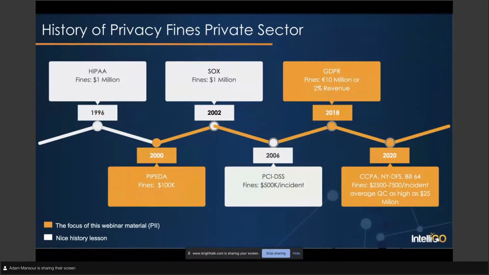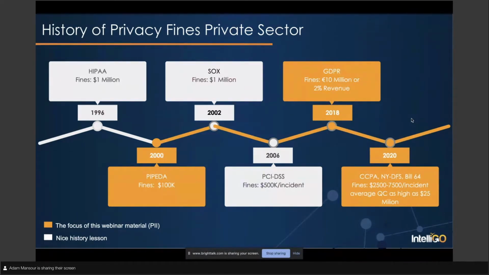We had PCI DSS in 2006 talking about credit card data, and more recently with much steeper fines, you see things like the General Data Protection Regulation in the EU and different privacy fines showing up for things like CCPA in the US or Bill 64 over in Quebec in Canada.